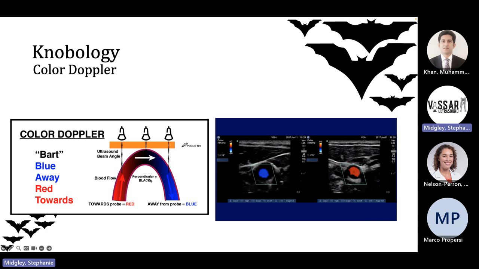And you can either remember blue away, red towards like BART, or you can be like, I blew you away from me. But honestly, if you just look at the ultrasound screen, it has the scale on here. So red is any flow going up towards the probe, and blue is any flow going away from the probe. So this vessel has flow going away from me, and this vessel has flow coming towards me.